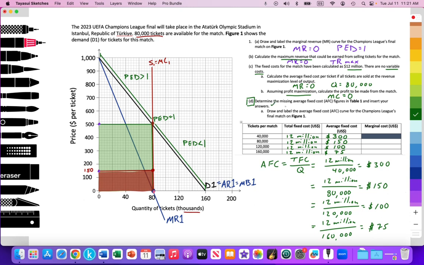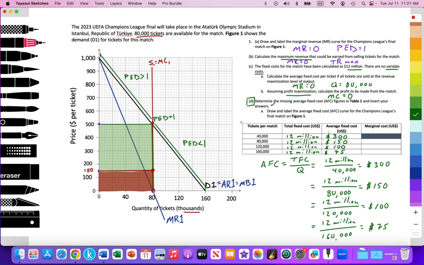Done. Great. So now that you've checked your work, it says here, draw and label the average fixed cost curve for the Champions League final match. So you can go ahead and pause the video and think about where those points would be plotted and what do you notice about the average fixed cost curve. Go ahead and pause the video and try that now.